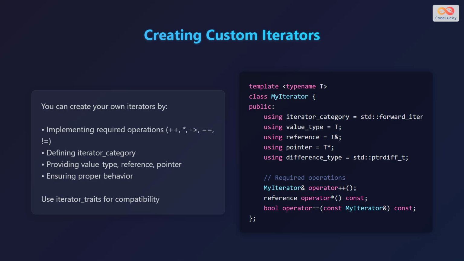Here's an example demonstrating the creation of a custom iterator. We define a template class named myIterator that represents our custom iterator. Within the class, we define the iterator category as forward_iterator_tag, indicating that our iterator supports forward traversal. We also define the value type, reference type, pointer type, and difference type for our iterator. We then implement the required operations, such as the pre-increment operator, the dereference operator, and the equality operator, to provide the necessary functionality for our iterator.